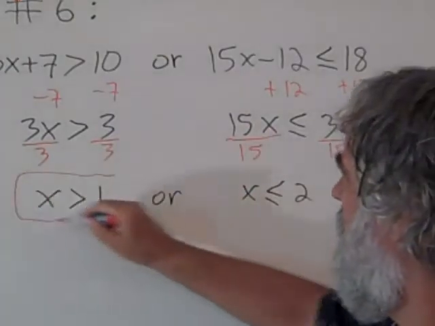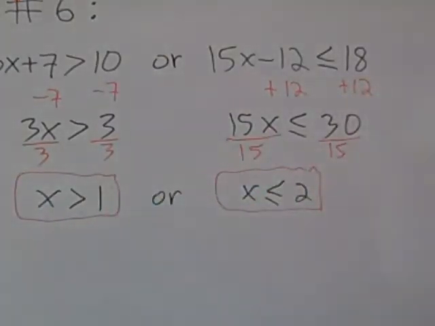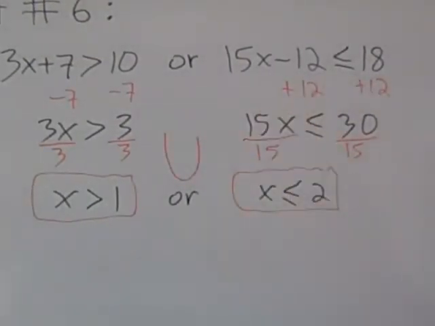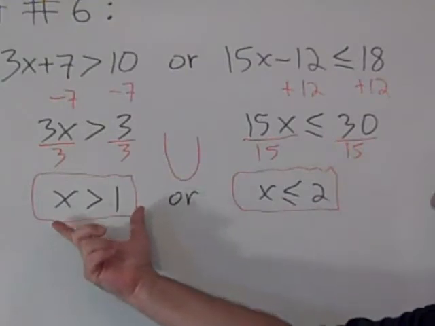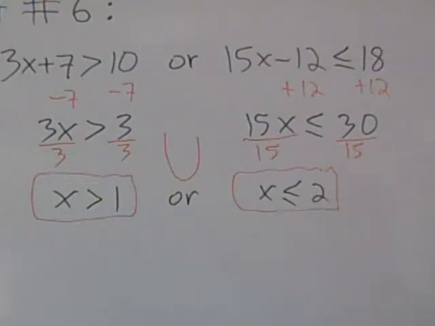Now, we've solved each of these linear inequalities. Or, remember, refers to, in set notation, union, a big U for union, which means to solve this compound inequality, we're looking for all real numbers x that are either bigger than 1 or less than or equal to 2, or possibly if there was one that was both.